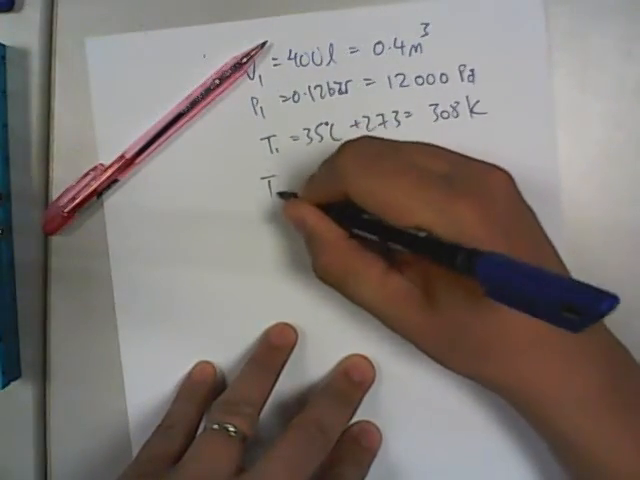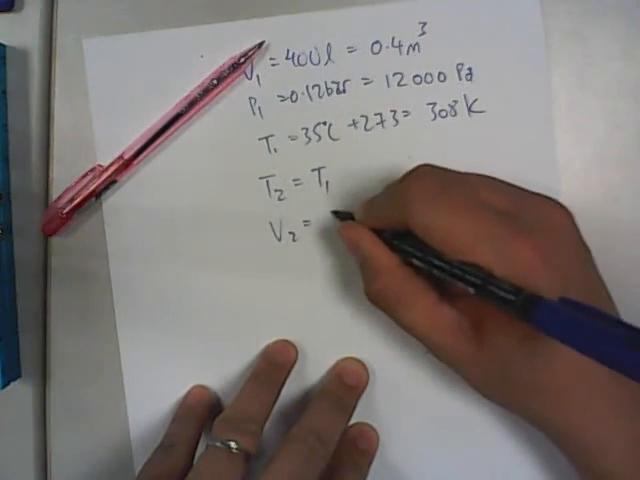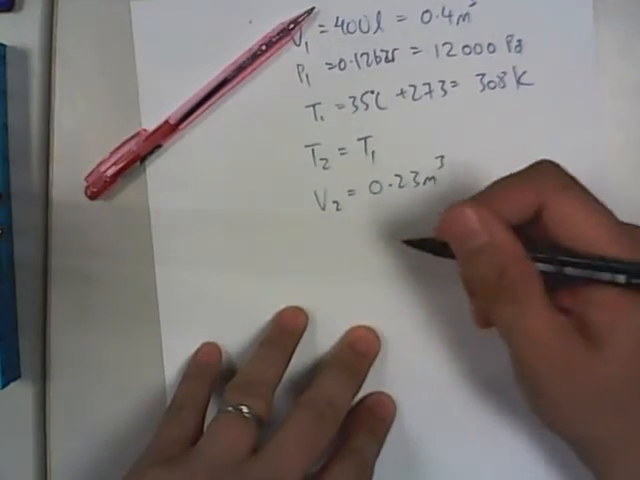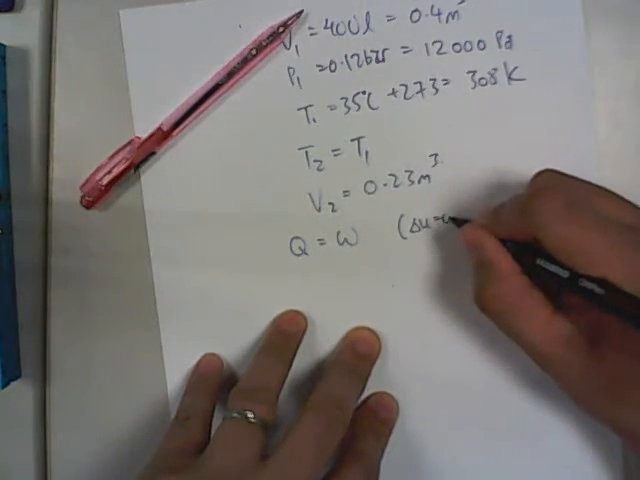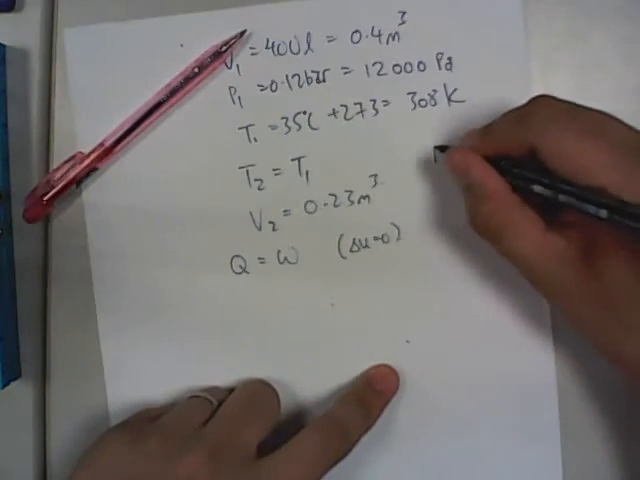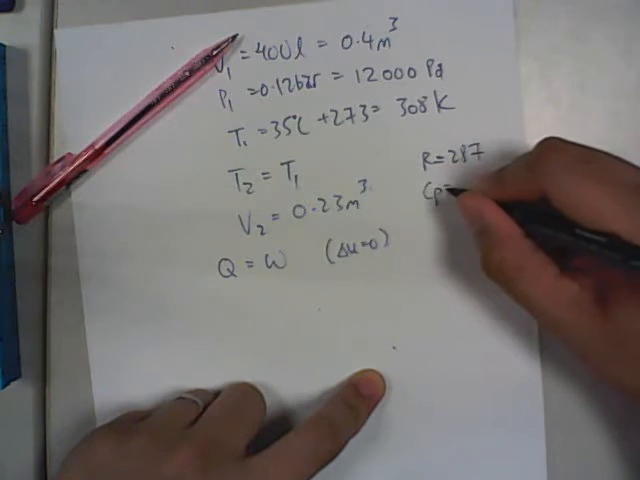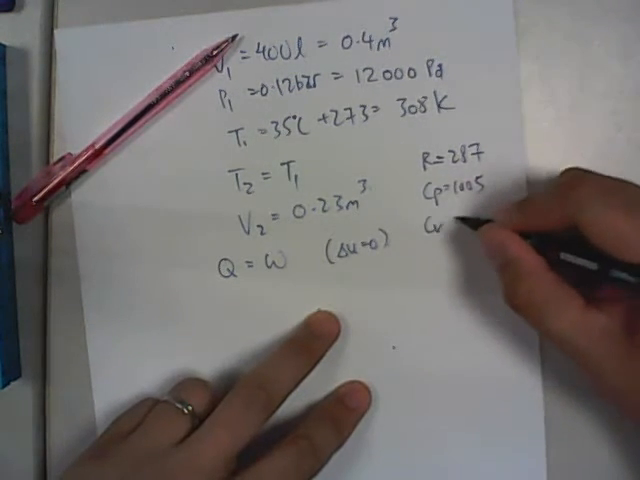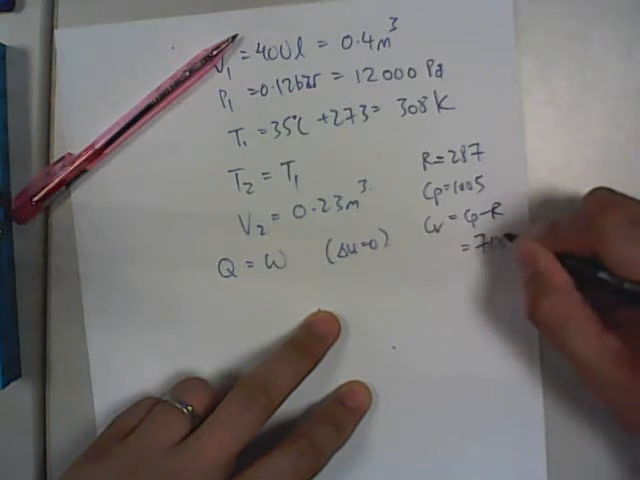So it is compressed isothermally. Compressed, that's the keyword. Second, isothermal means the temperature is the same. So volume now becomes 0.23 meter cube. So what is the heat transfer and work done? Of course, heat transfer is going to be the work done since delta U is 0, so we just need to find one of them. You also know that R is 287 joules per kilogram Kelvin and Cp is 1005 joules per kilogram Kelvin. With this, you can find your Cv is Cp minus R, which is 718.